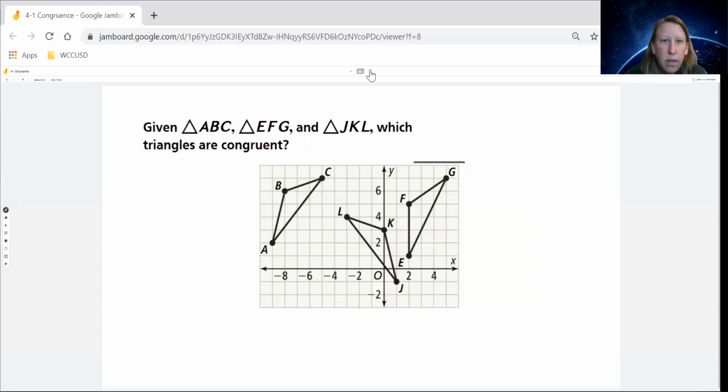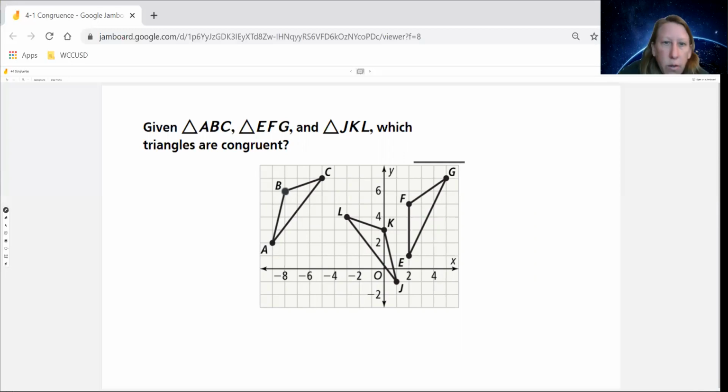Let's look at this one. We have triangle ABC, and we have triangle EFG, and we have triangle JKL. And the question is, there's 3 here. Which ones are congruent? One way to do this is actually just look. To get from A to B, I have to go up 4 over 1. So the distance of this is going to be the square root of 17, I think. Because I went up 4 over 1.